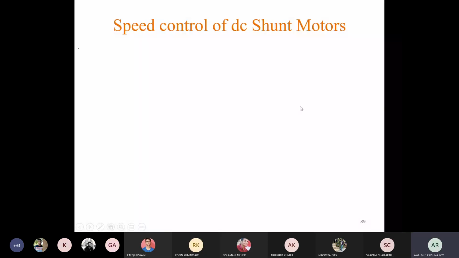Okay, so we were discussing the speed control of DC motors. So first of all, we will consider the DC shunt motor, right? So before we start the discussion on this speed control method, let us see what this speed control means.